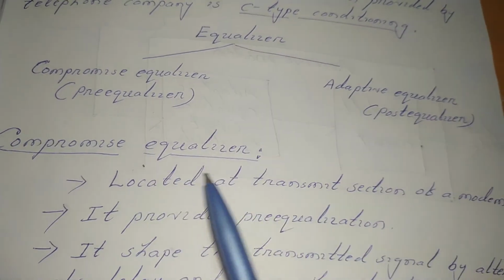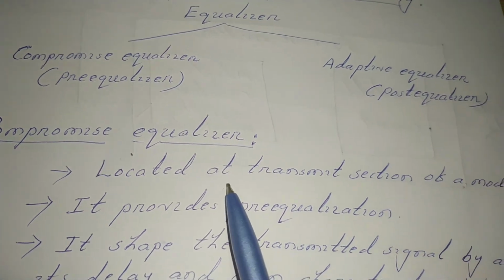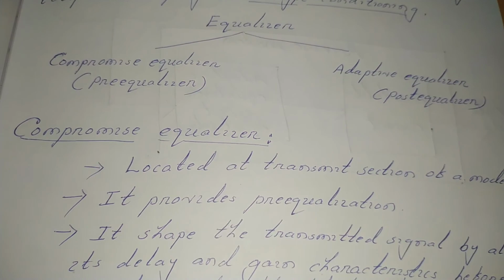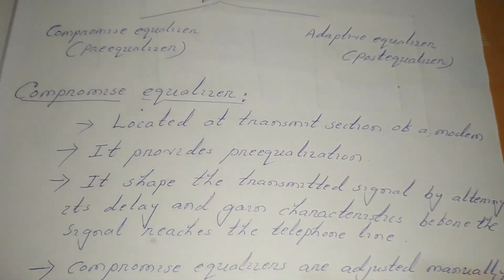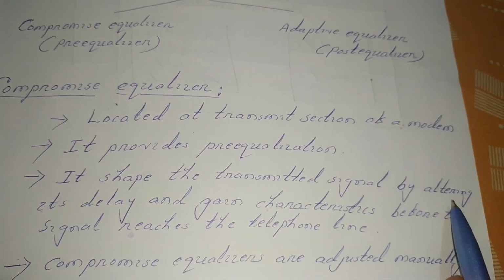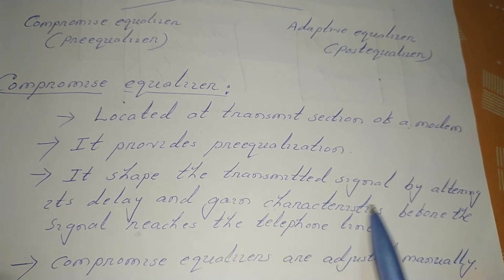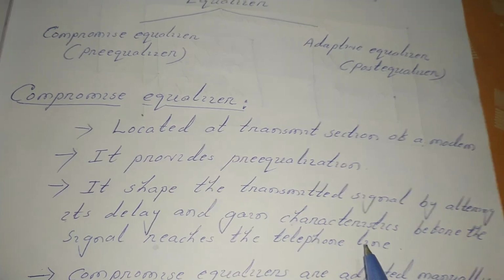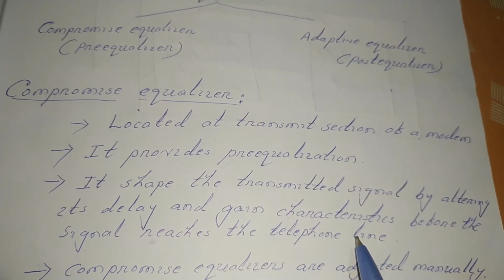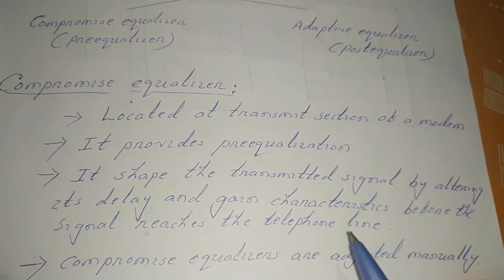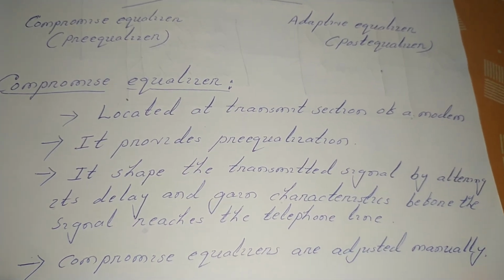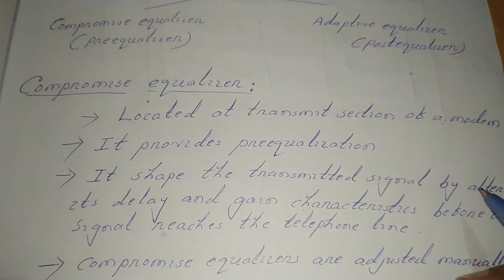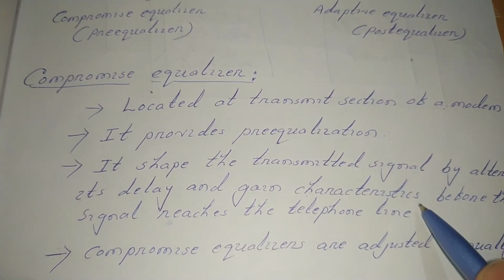So first let's see the compromise equalizer. Already I told you the compromise equalizer, or the pre-equalizer, is located at what? The transmit section of the modem. It provides the pre-equalization. The main task is that it shapes the transmitted signal by altering its delay and gain characteristics before the signal reaches the telephone line. Before transmitting on the telephone line, if the signal characteristics are changed in terms of amplitude, phase or frequency, that will be equalized by the compromise equalizer.